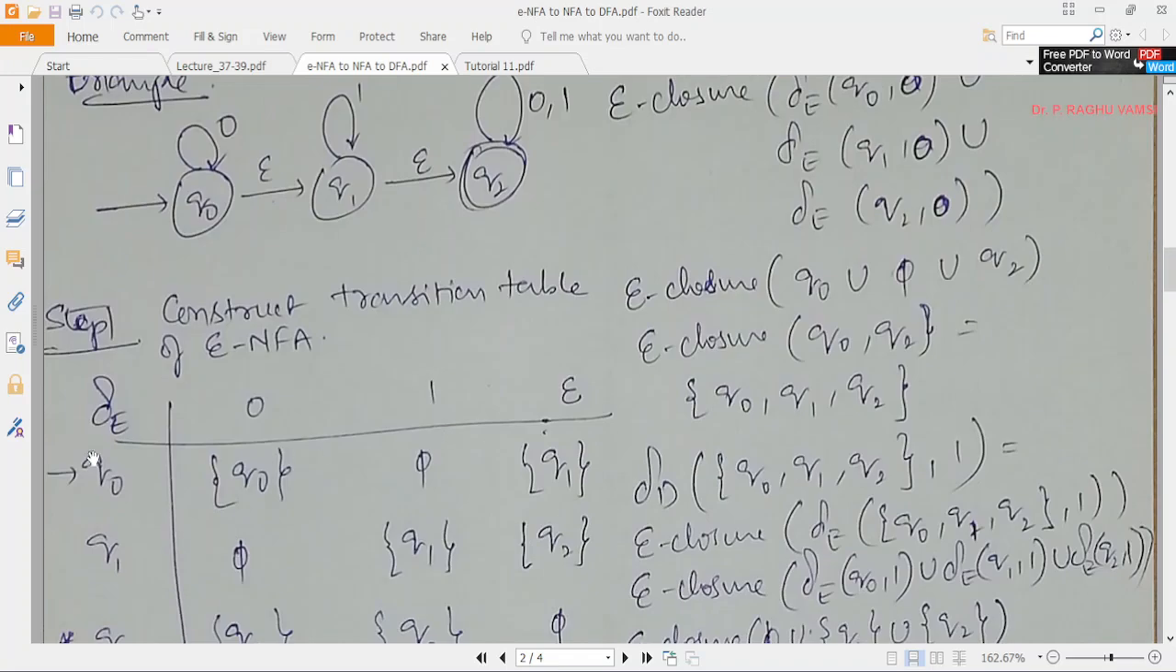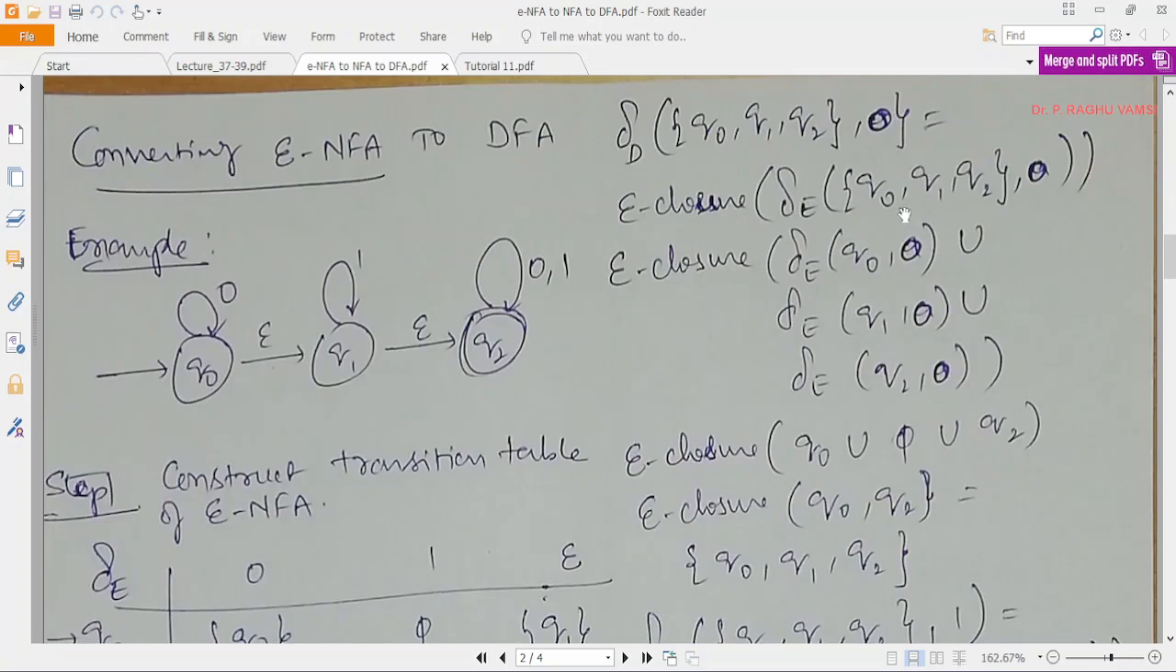What is δE? Here this is δE, the transition table of the epsilon-NFA. So δE of Q0, Q1, Q2 comma 0. The epsilon closure stays as it is, and this can be elaborated like this: epsilon closure of δE of Q0 comma 0, union δE of Q1 comma 0, union δE of Q2 comma 0.